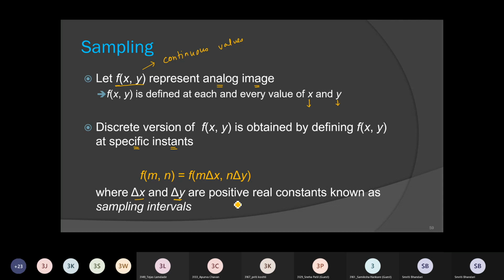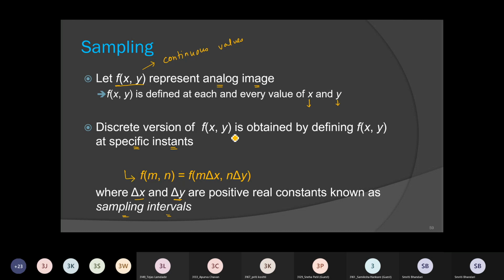So let us assume that this delta x and delta y are positive real constants, and these are known as the sampling intervals. So we are going to sample our image at some small sampling intervals, and whatever are the values available at those intervals, we are going to consider those values only. So instead of considering each and every value of x and y, we'll be sampling x and y in regular sampling intervals, and whatever are the values available, we are going to deal with only those values, right?